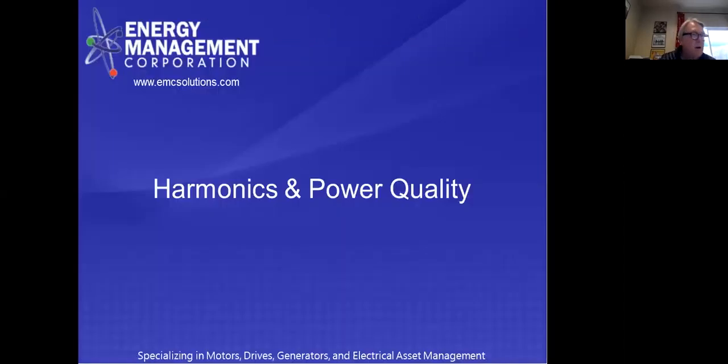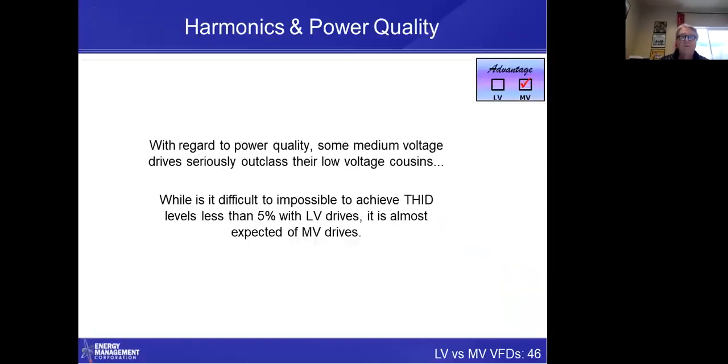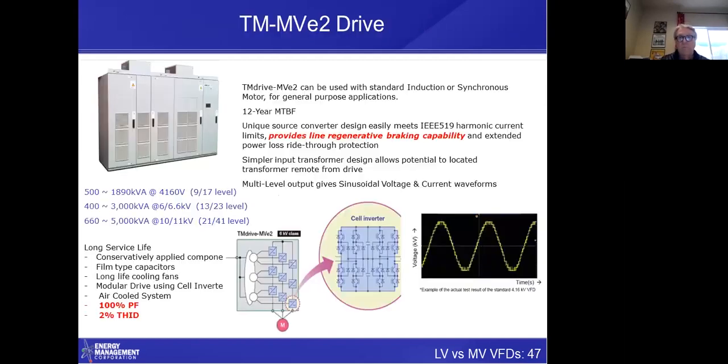Now let's take a look at harmonics and power quality. Here we have a phenomenal difference, and medium voltage blows low voltage out of the water. A lot of low voltage drives are advertising less than 5% total harmonic current distortion. When we get them in the field and actually measure them, very few of them live up to that. In fact, there's only one drive that we would guarantee would give you 5% harmonics, and even that one only works at higher loads.